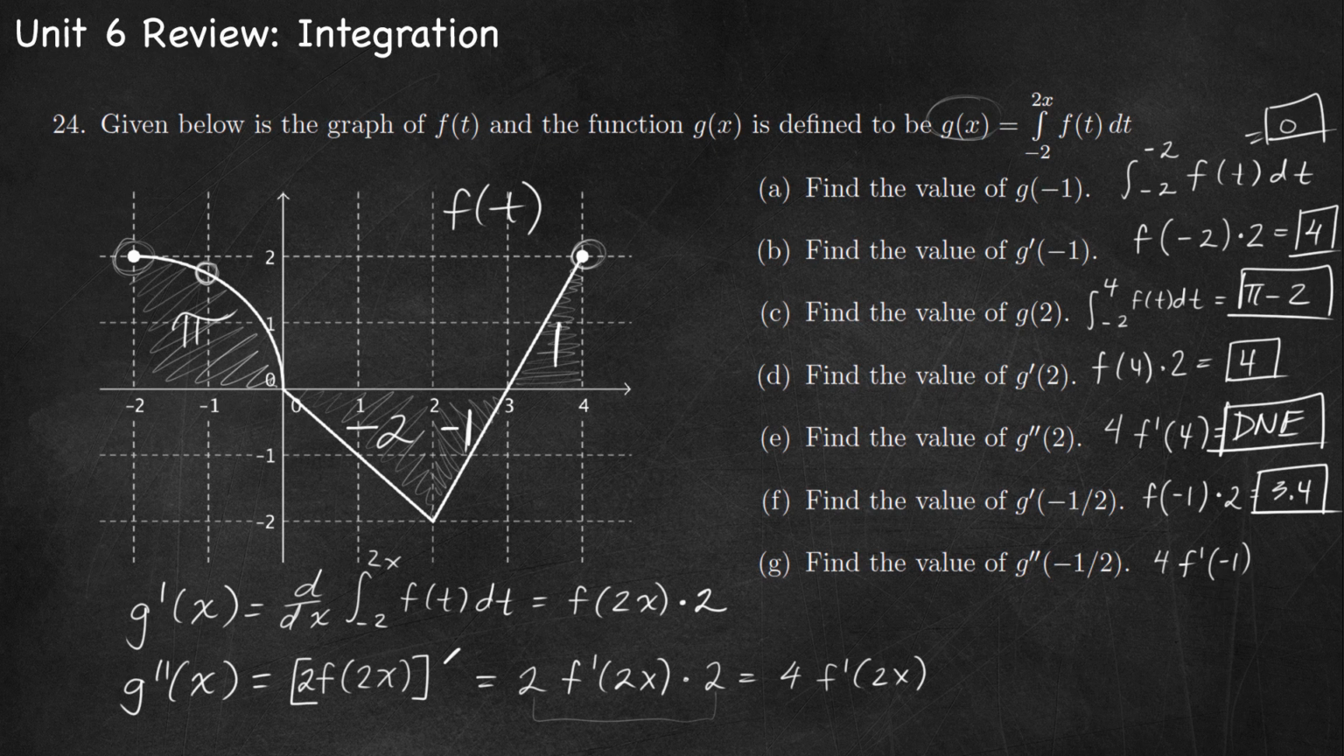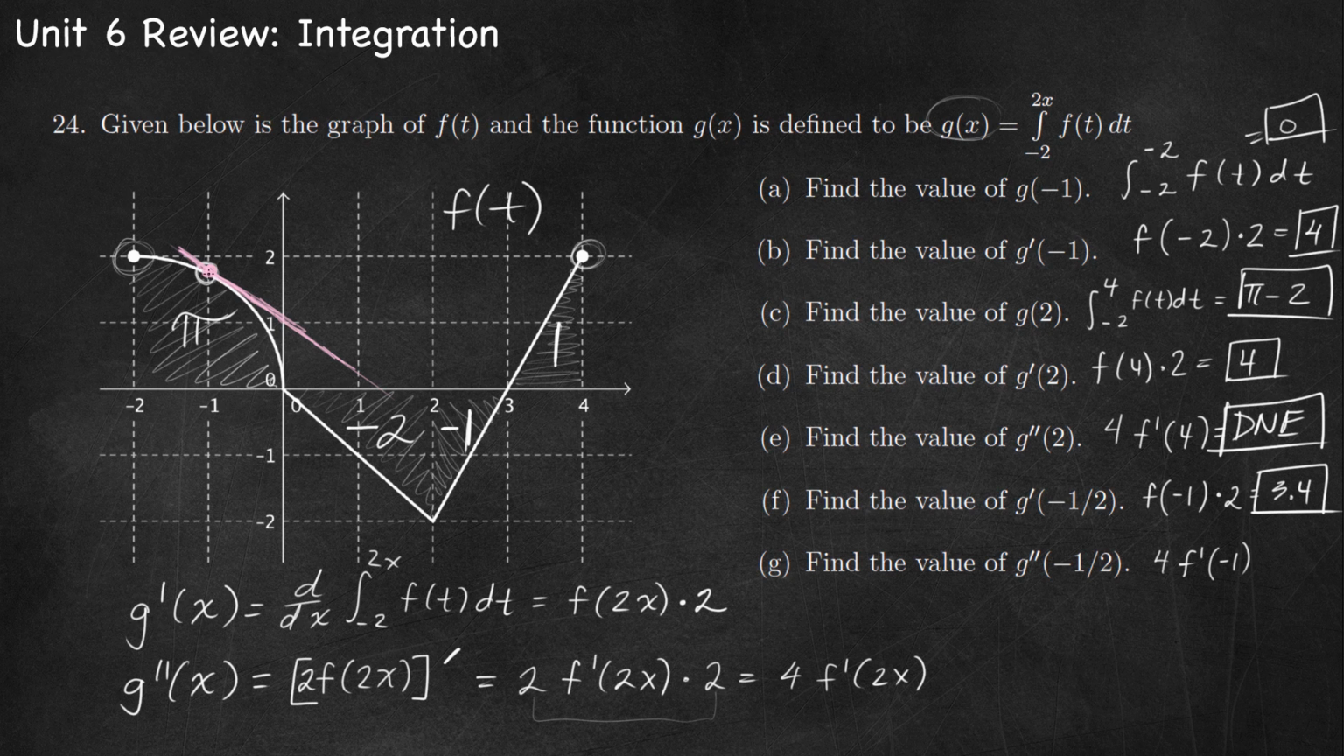Nope, not really. F prime at negative 1 would be the slope of the curve at negative 1. So I'm just imagining my tangent line there. I don't know what the slope at that point is exactly. We can sort of estimate it. I'm having a hard time drawing a straight line on my screen here.